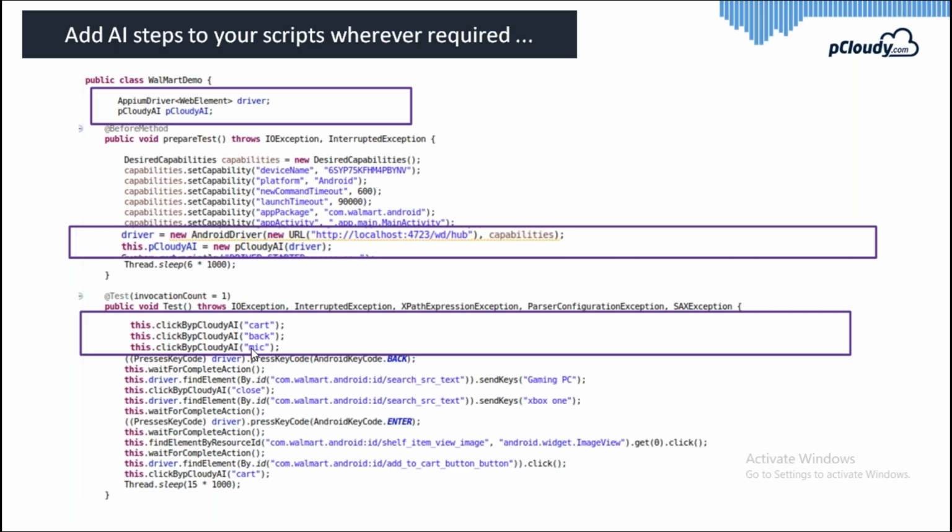So you would have noticed that there were certain images on the application which talk about the card, the back button, the mic icon, something like that. So when I just call this dot click by pCloudy AI card, this will actually go and get the right object name, right? Whatever we are calling it internally.